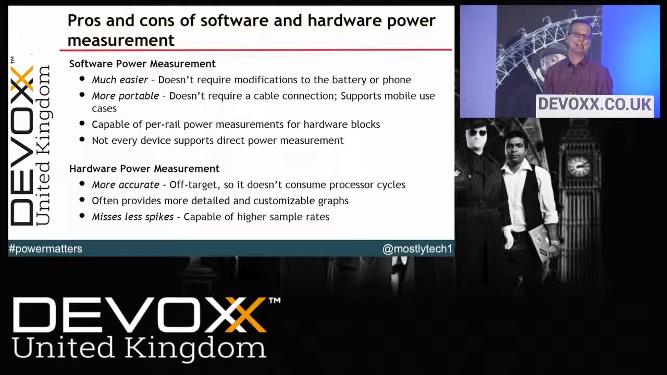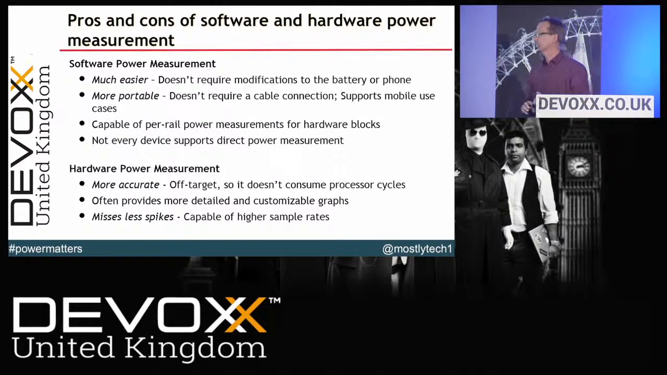Let's say you want to see exactly how much power the GPU is using, or you want to port code that runs on the CPU to the GPU. You want to see how much power you're saving, or you want to port it to run on a DSP. You want to see the difference. You can do all that. The downside is not every device supports direct power measurement. And of course, you're on target. That's the big one. So you are influencing the power measurements. If you want your most accurate measurements, you're going to use hardware.